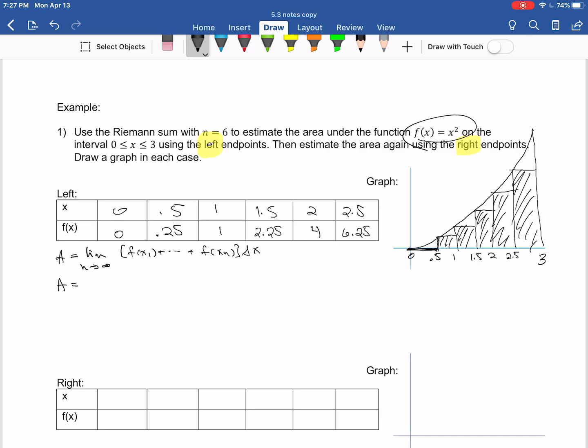Here we're asked to go with 6 subintervals, and so we are going to use our information: f of 0 plus f of 0.5 plus f of 1, and so on and so forth, all the way down to f of 2.5. And each of these will get multiplied by delta x. So delta x, remember from above, is found by taking the distance from the left endpoint to the right endpoint. So we subtract 3 minus 0, and we divide by 6 to tell us that we would get a width equal to 0.5.